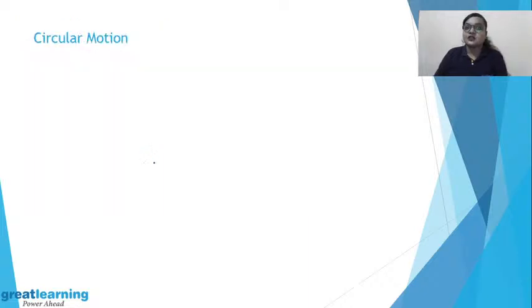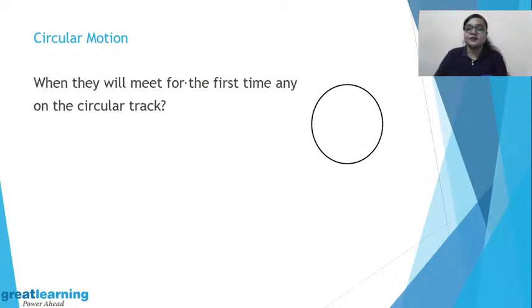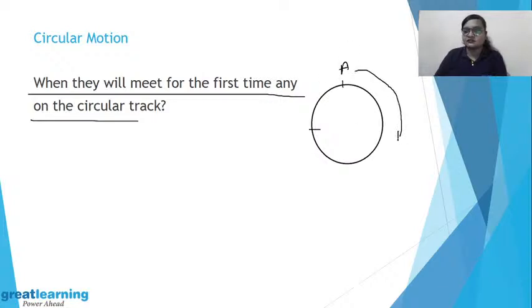Okay, great. So I told you the next type of question we can expect is questions based on circular motion, right? There are 2 or 3 people who will be running on a circular track, and they will ask you to calculate when they will meet for the first time at any point on the circular track. Let's say that A is moving in this direction and B is moving in that direction, right? So both of them are on a circular track, and there is a chance that they can meet here or anywhere on the circular track.